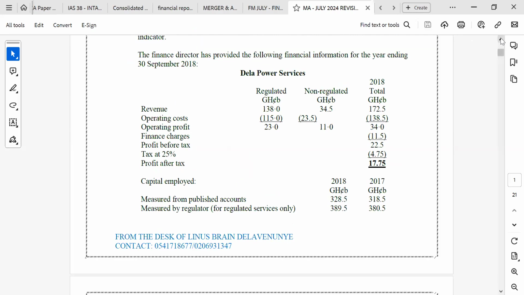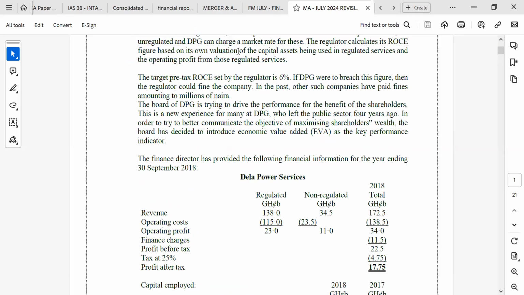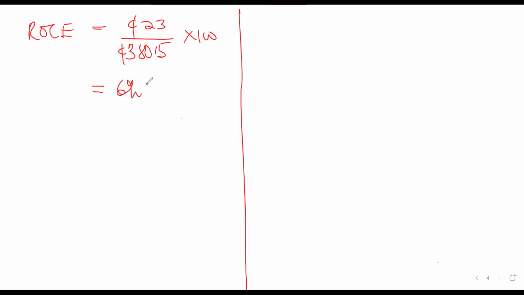Okay. Sorry. What is their pre-tax ROCE? What is their pre-tax ROCE? 6%. 6%. What are we having for this one also? 6%. So has the target been met? Yes. Okay.